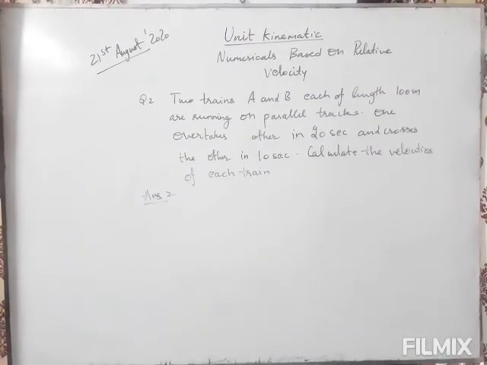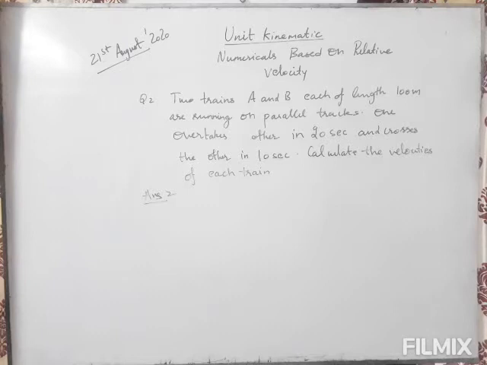Now this is another good numerical to understand the concept of relative velocity in a very good manner. In this question, it is provided that two trains A and B, each of length 100, are running on parallel tracks. It can be in the same direction or in the opposite direction. That depends upon the question which is asked further. One overtakes the other in 20 seconds.